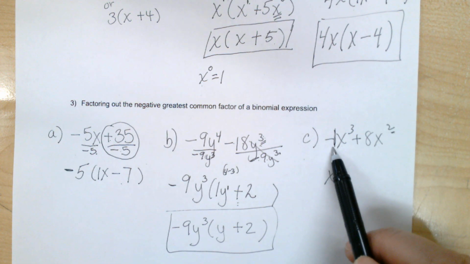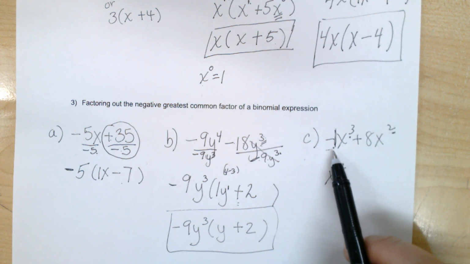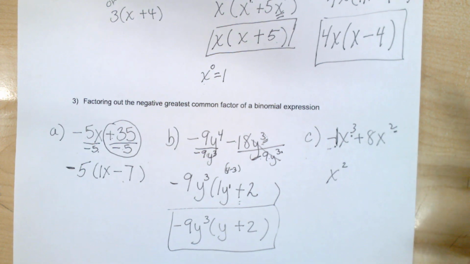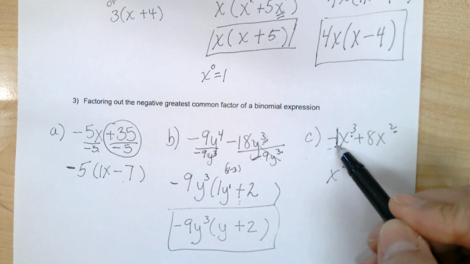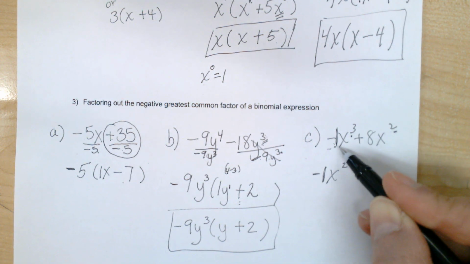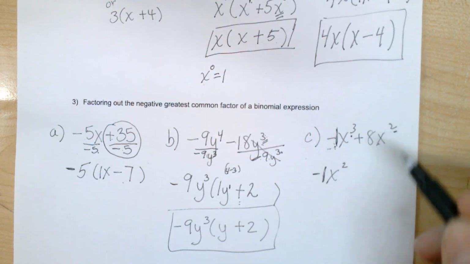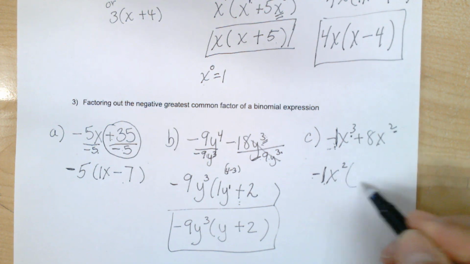-1 is our leading coefficient. The reason why it's called our leading coefficient is because it's attached to the variable with the highest power. This is highest. So this is the number in the lead. So because this is a negative, I'm going to be able to divide this negative out, and it's just going to be a -1 because there's no other number that I can divide out between 1 and 8. So our greatest common factor is going to be -1 x squared.